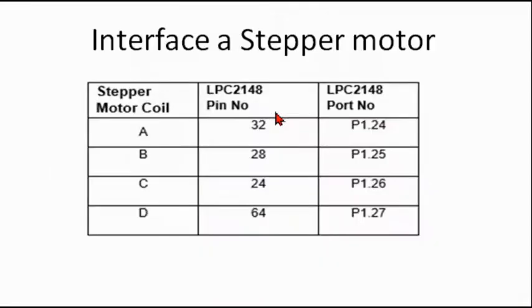Now in our kit, the connection is like this. Coil A is port 1.24, coil B is port 1.25, coil C is port 1.26, coil D is port 1.27. So in our hardware, it is already connected to the stepper motor.